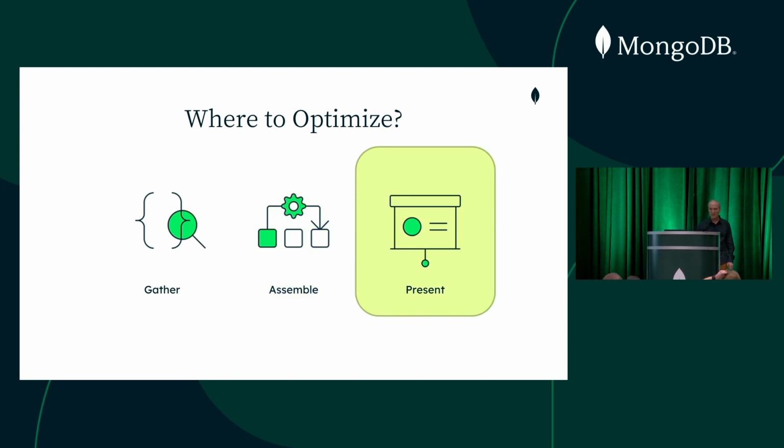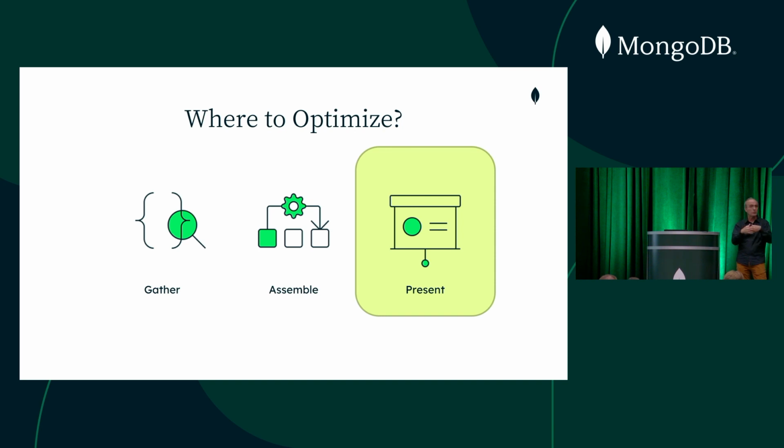Finally, in the present stage, what kind of optimizations or considerations do I have there? In present, I really want to be thinking about, how much of this data does the client really need? So here is somewhere where I can put a limit or a skip, so that instead of shipping whole data sets to my client, I ship a slice of all documents in the hopes they don't need more.